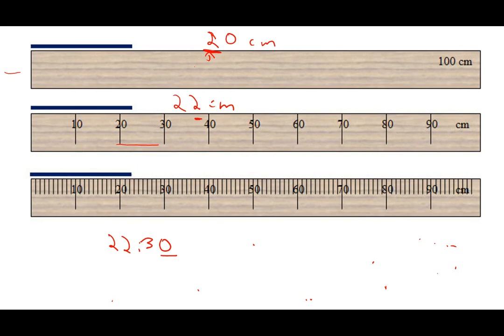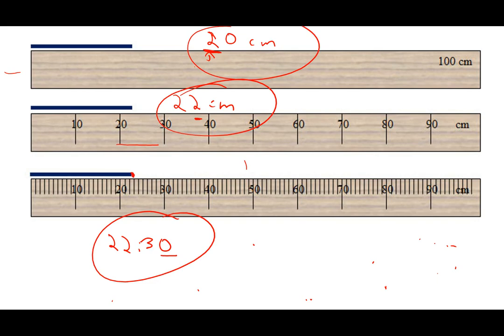So again, if it went all the way to the line, it would be 22.30. And as you can see, the number of digits that I write show me how precise my instrument is. The more digits that I have, the more precise the measurement.